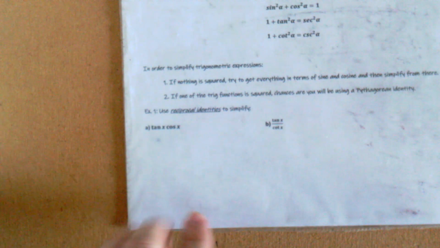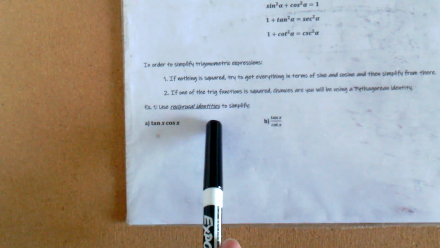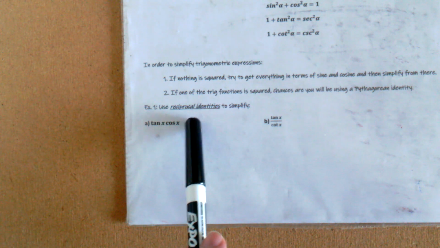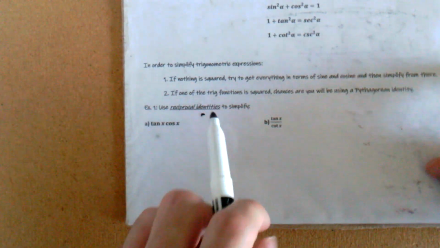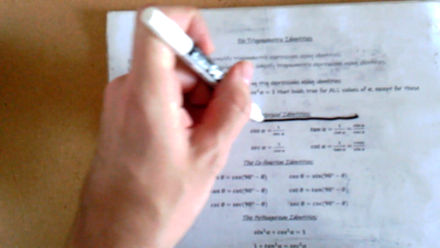Okay, so in this video we're going to look at problem A on page 51. So the directions are asking us to use the reciprocal identities in order to simplify. So the reciprocal identities are up here on page 51.